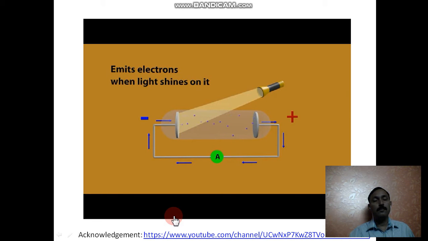Electrons are emitted when light falls on the metal surface. An electron is emitted from the metal surface when light of suitable wavelength falls onto it. This is the photoelectric effect. Now let's start with the photoelectric effect.